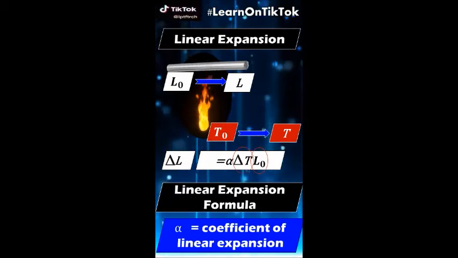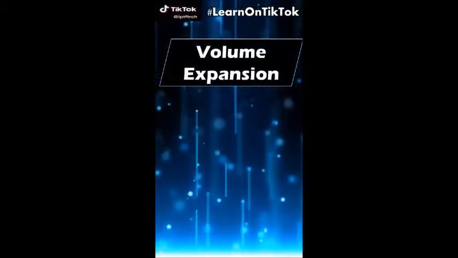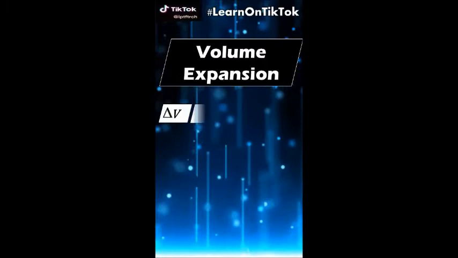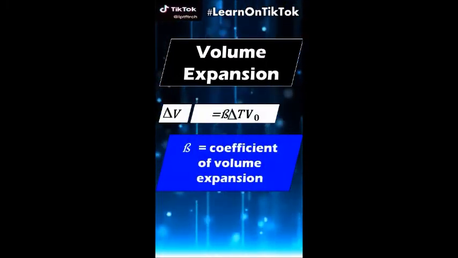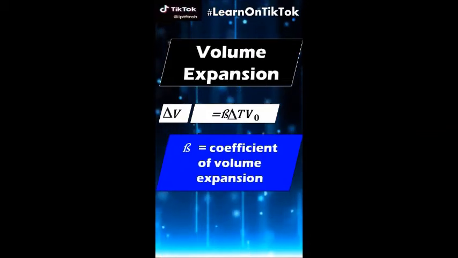particular material. The same concept applies for volume expansion. The change in volume, delta V, is proportional to the change in temperature and initial volume, where beta is the coefficient of volume expansion of a particular liquid.